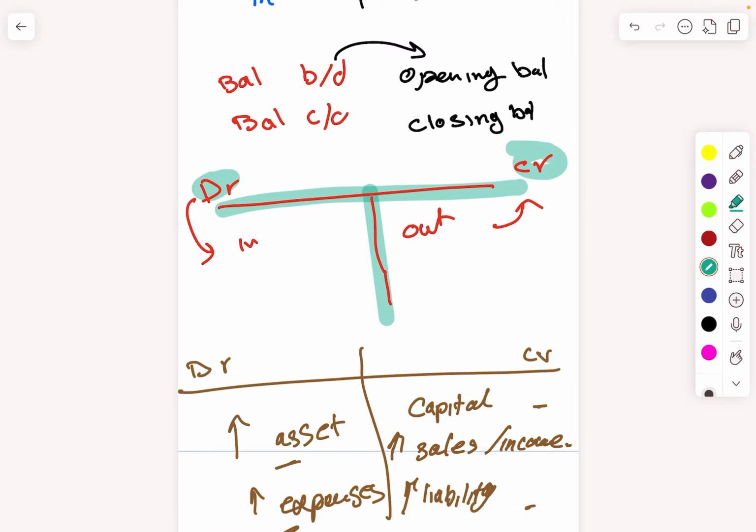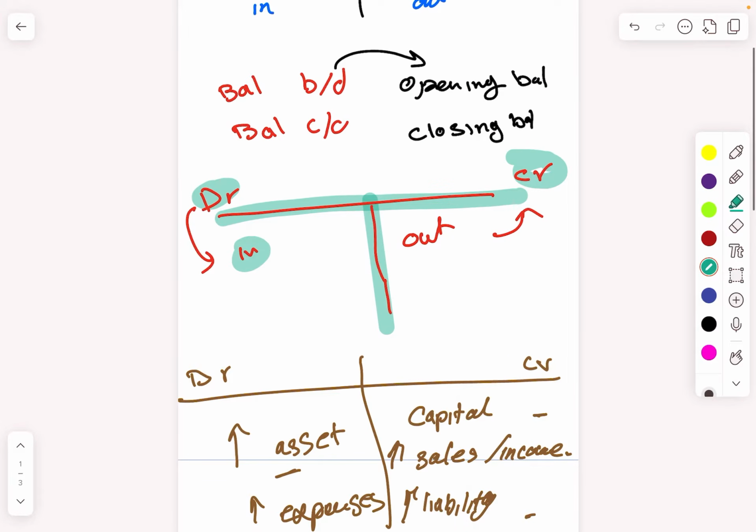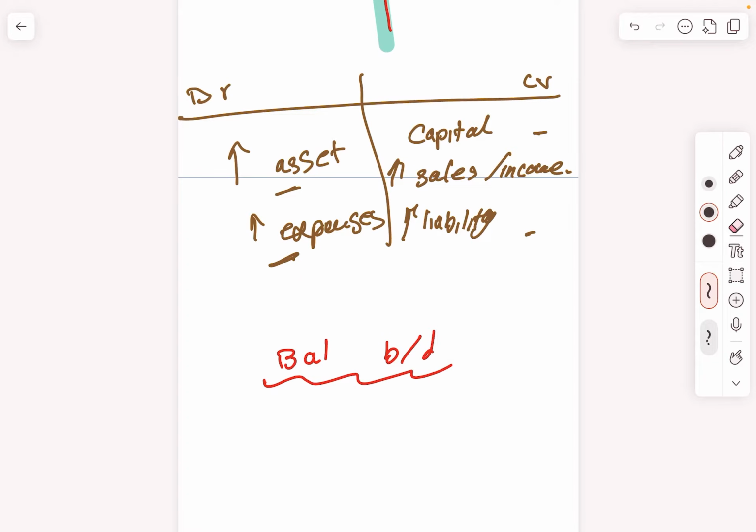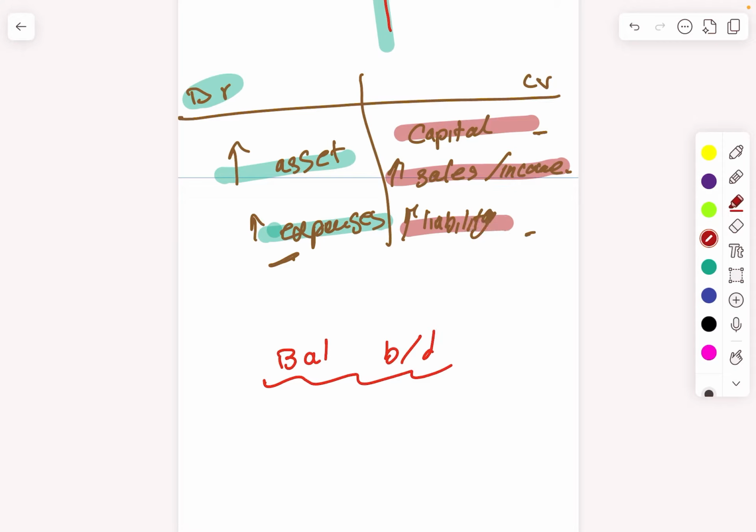Anything that is received, or money in, anything that the company receives, is going to be on the debit side. Anything that the company gives will be under the credit side. Okay, let's see some examples. If we have an increase in assets or an increase in expenses, that will be under the debit side. And if we have capital, sales and income, or liabilities, that will be under the credit side.